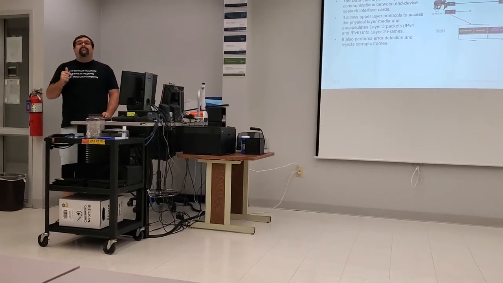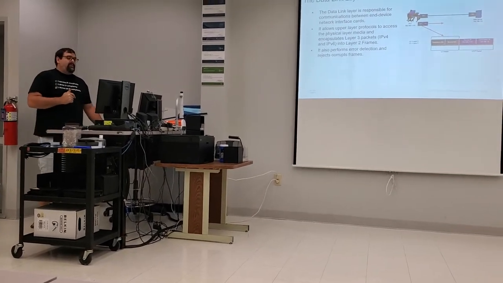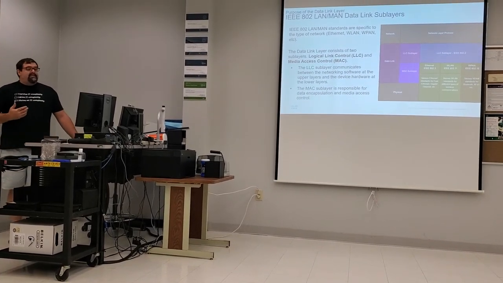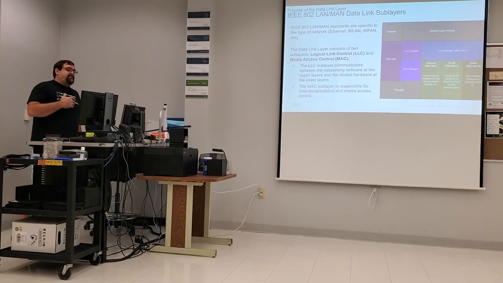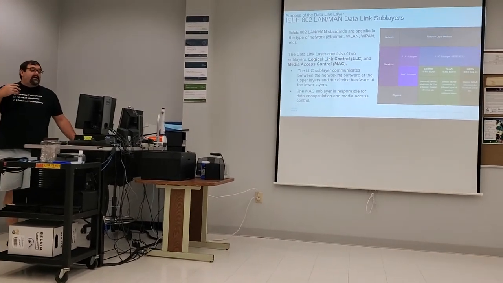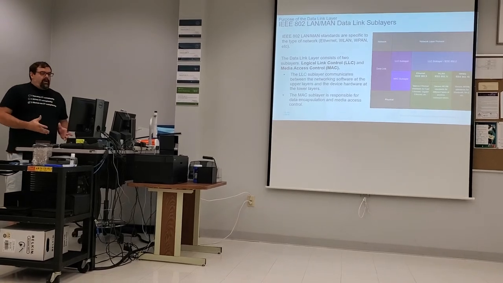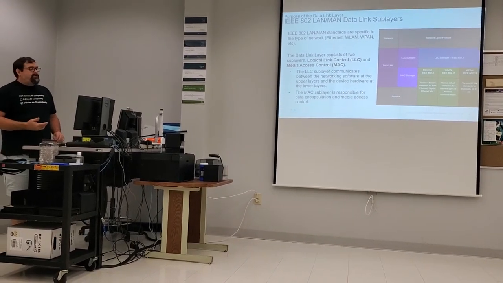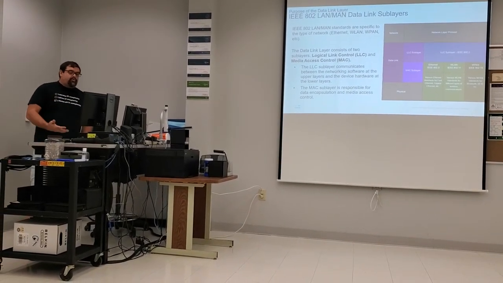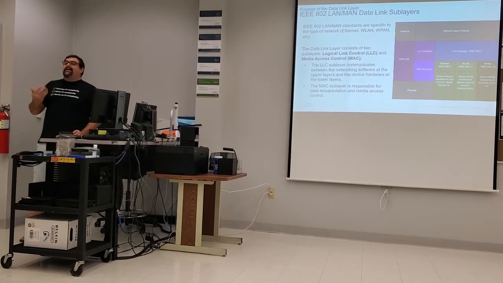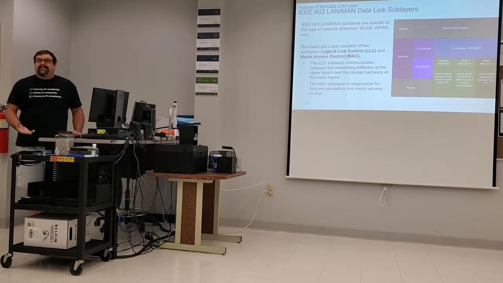Even though one ignores the other, they still have to be there, okay? So the data link layer is the one that puts it there. Now, whenever you get into the data link layer, you start getting into the sublayers of the encapsulation process, okay? In the sublayers, you have the logic link control, which communicates between the network software. That's where it tells the NIC what's plugged into it.